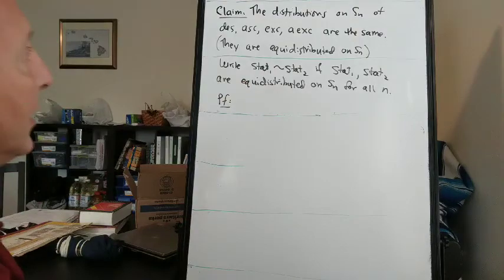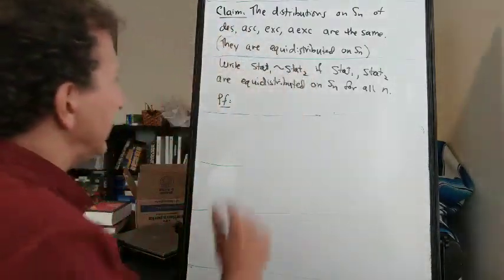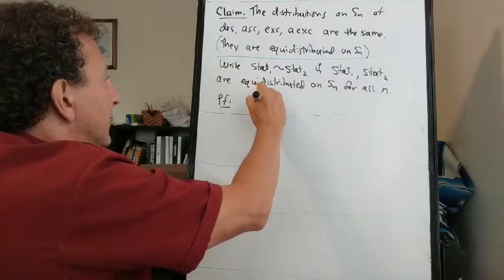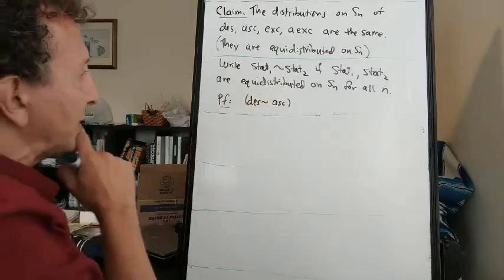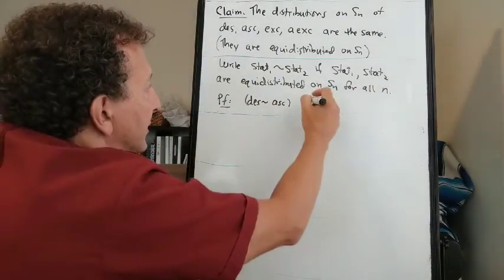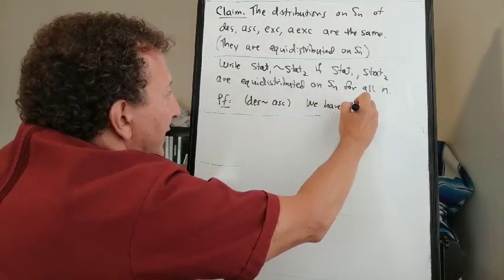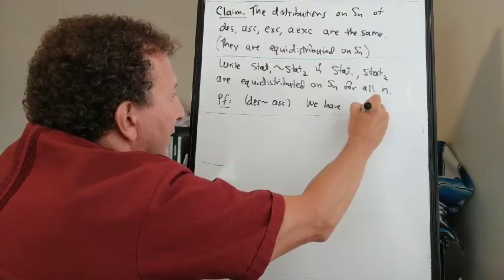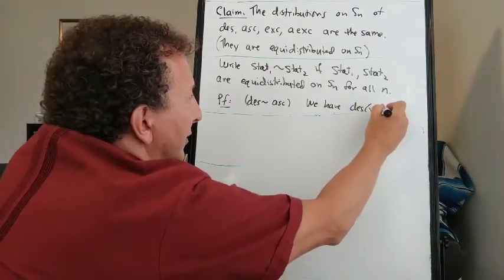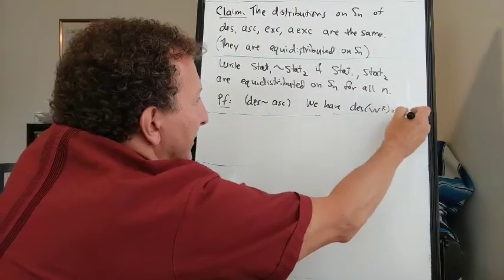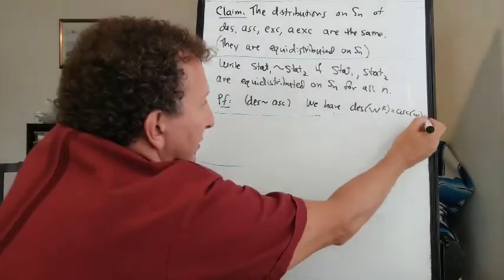So to prove this, well, descents and ascents are easy to prove. These are equally distributed because the number of descents in W reverse equals the number of ascents in W. And sending W to its reverse is a bijection.